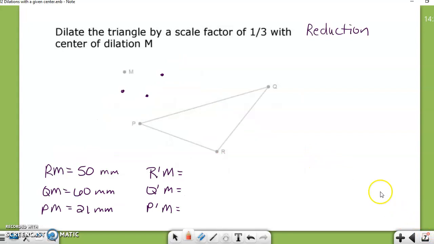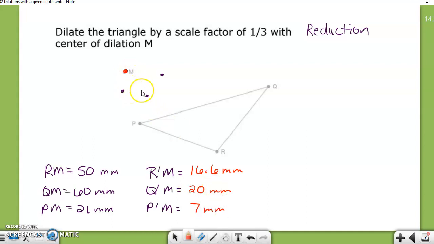Let's look at another one of these examples. This time it's with a reduction. I have measured already each of my points, like from P to M. Here's my center of dilation, and I've gotten my measurements. Now I'm going to be dividing by 3 or multiplying by 1/2 to get my reduction. So here I got 16.6 millimeters, 20 millimeters, and 7 millimeters.